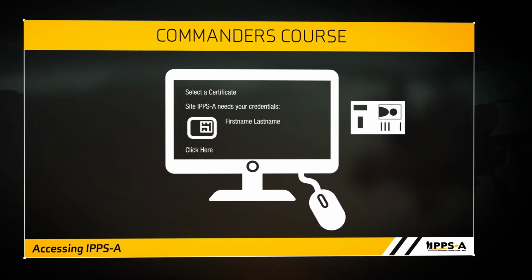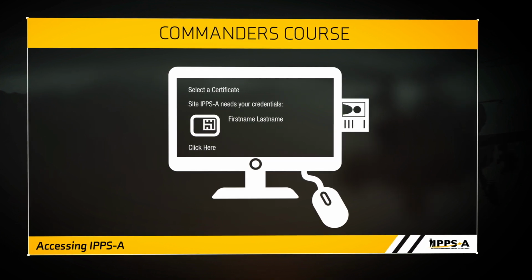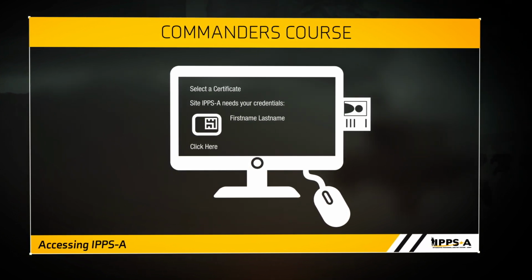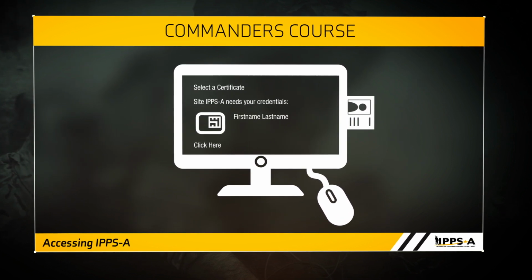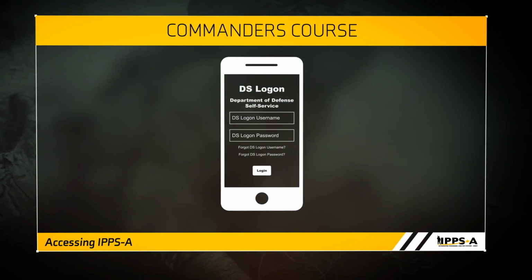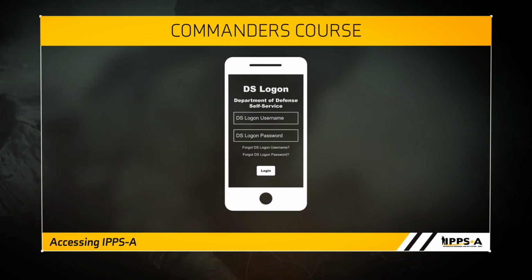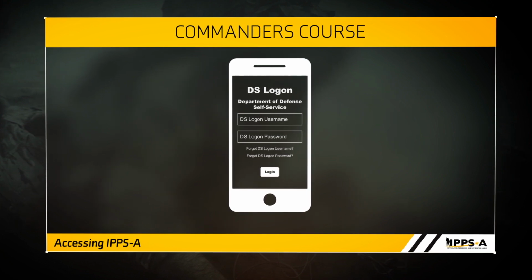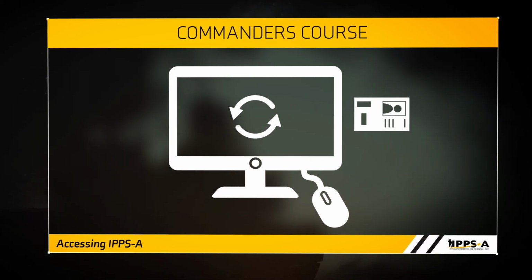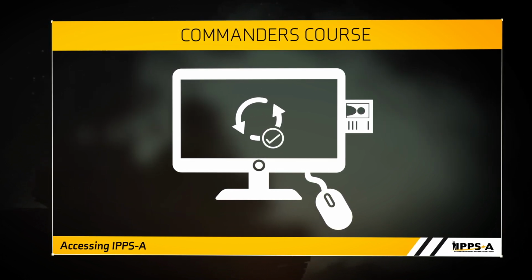To sign in on any device using a CAC reader, simply insert your CAC and follow the instructions you see on your screen. When selecting a certificate, make sure you select your email certificate. To sign in on a device without a CAC reader, like a smartphone, tablet, or personal computer, you can use a DS logon username and password. Keep in mind that updating member data can only be done when accessing IPPS-A using a CAC.